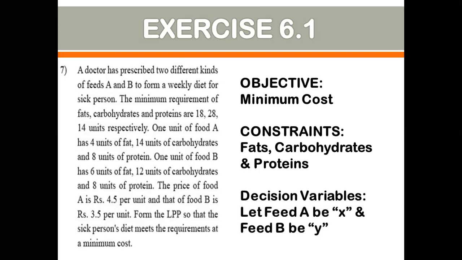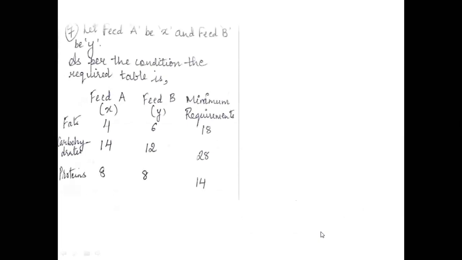So we'll assume that feed A be X and feed B be Y. So we start with the solution like this. Feed A is X, feed B is Y. So as per the condition, the required table is feed A X, feed B Y. Now the sum is of minimum, so we have to use the word requirements. As we read the question, fats, carbs and proteins, I filled the details by seeing the question respectively.